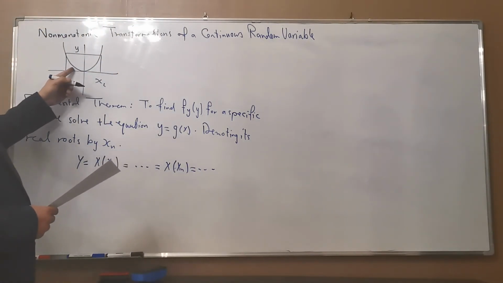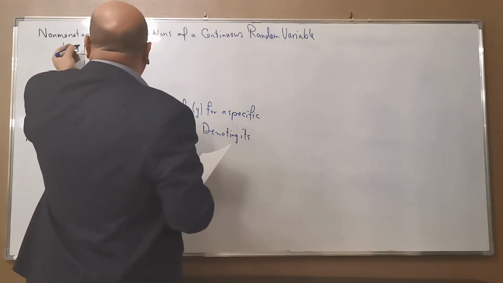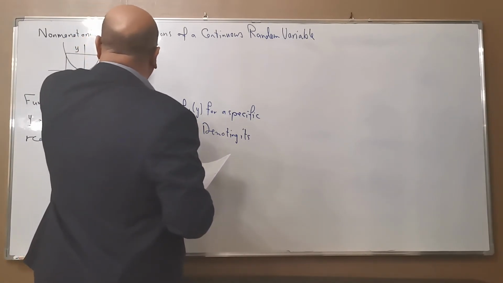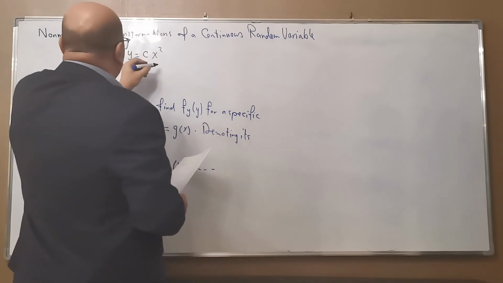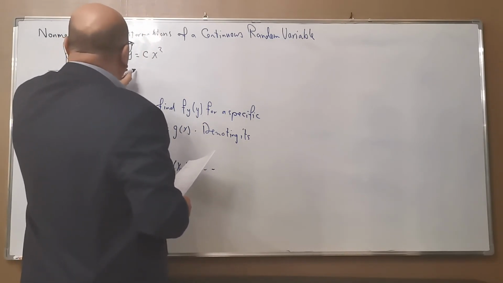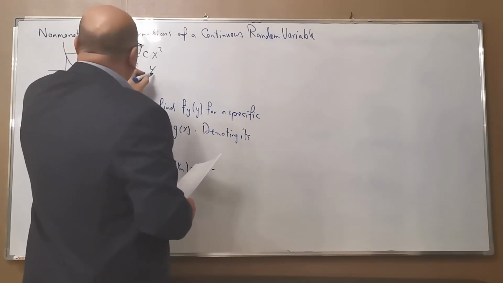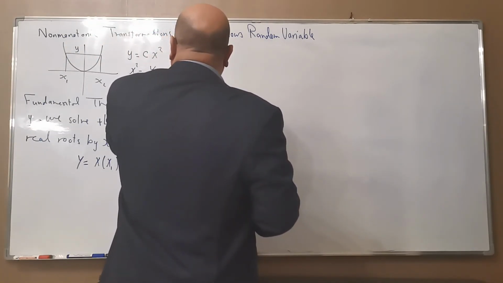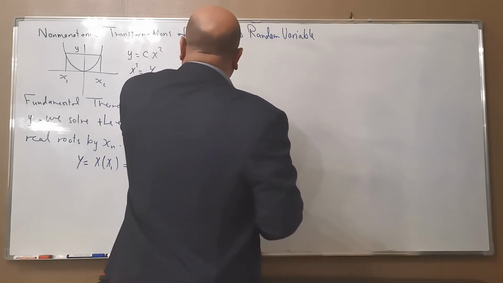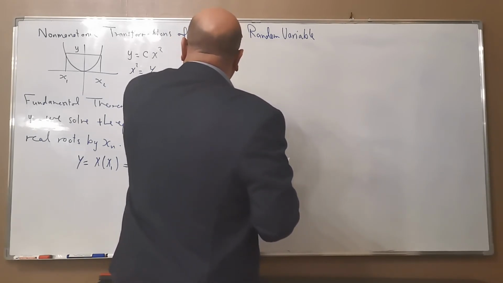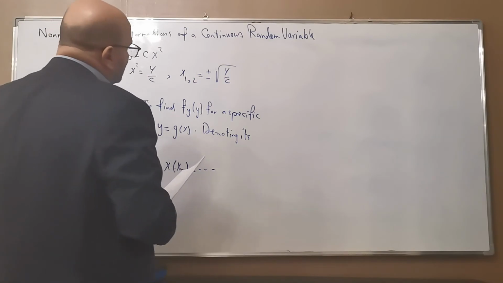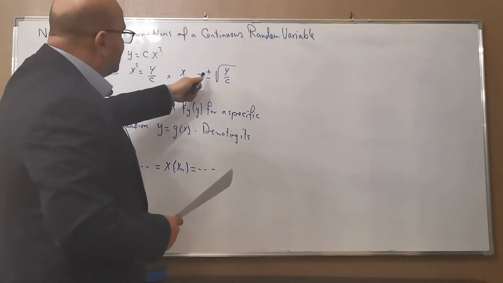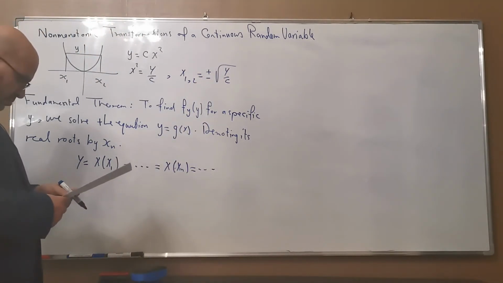So if you have a second order equation, let's say that you have y equals some constant times x squared, then you can say that, okay, x squared equals y over c, and x1 and 2 equals plus minus square root of y over c. Okay, so you have two roots for this equation, x's in terms of y.